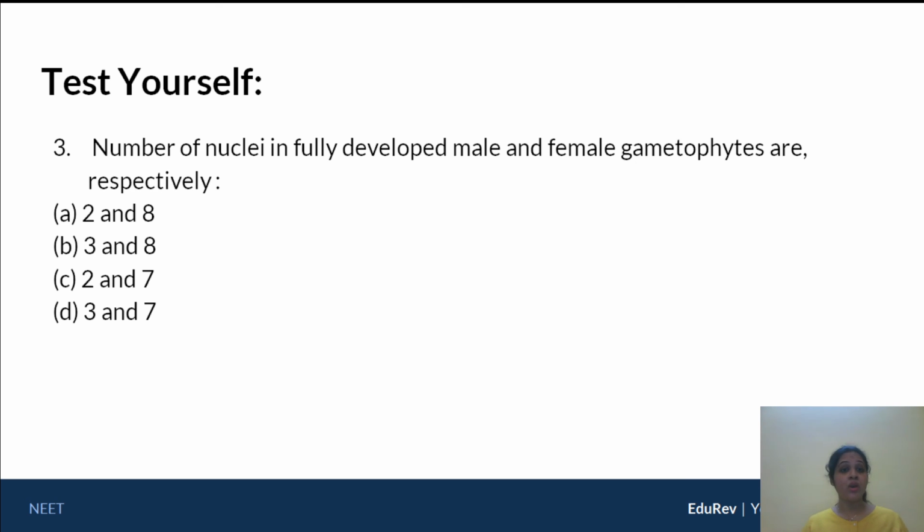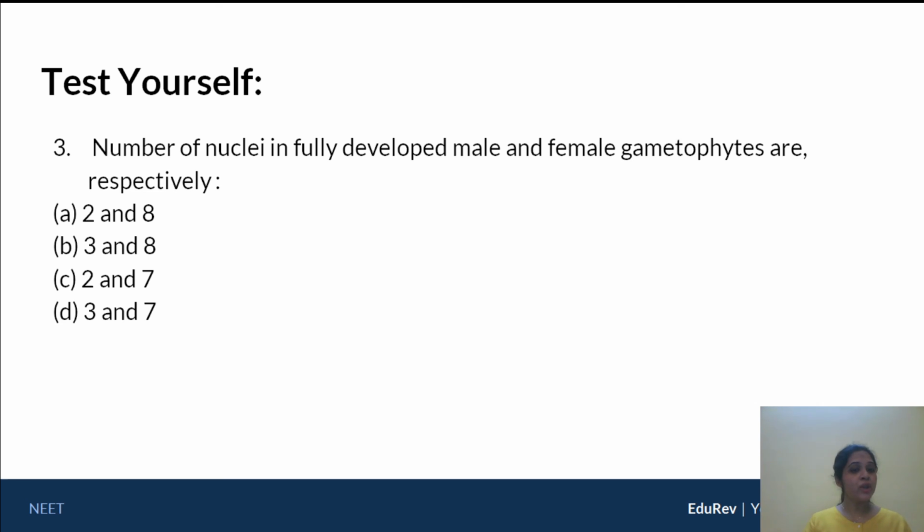The next: the number of nuclei in a fully developed male and female gametophytes are dash respectively. Now, before we look at the options, we can think about it. The male gametophyte has one vegetative cell, so the pollen grain has one vegetative cell and has got two male gametes, which means the male gametophyte has 3 nuclei. Female gametophyte, we know once the polar nuclei have fused, you have 7 nuclei. If they are unfused, you have 8 nuclei. But remember, mature embryo sac, so 7 nuclei.